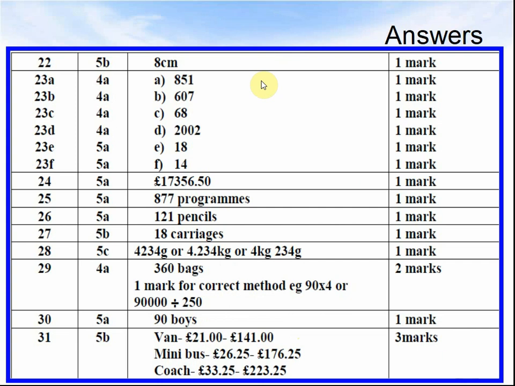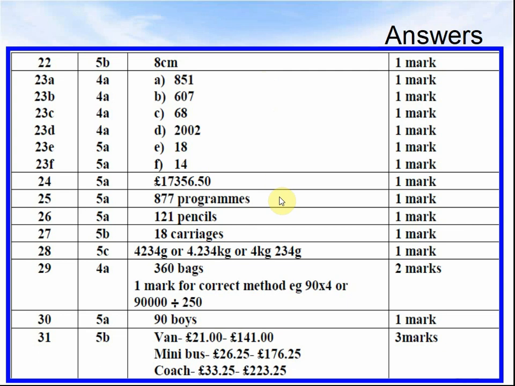23A 851, 23B 607, 23C 68, 23D 2002, 23E 18, 23F 14. 24 was £17,356 and 50 pence.